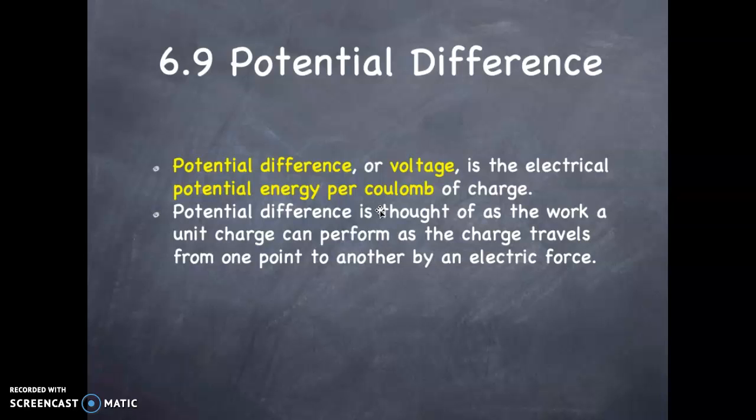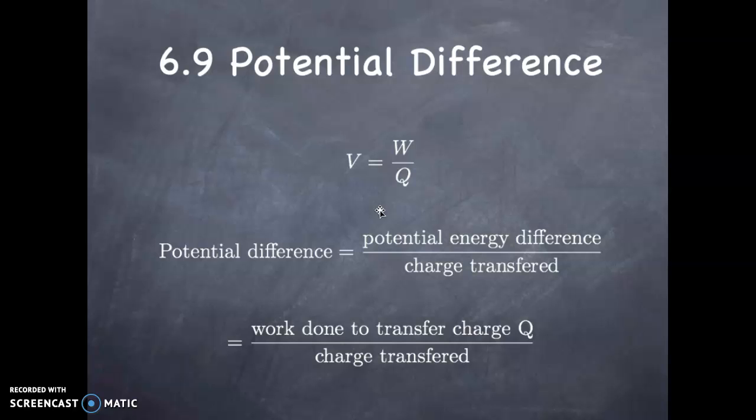And the notion of potential difference: a voltage is the electrical potential energy per Coulomb of charge. Potential difference is thought of as the work a unit charge can perform as the charge travels from one place to another by an electrical force. So force times distance, of course, in order to have work done. So it's an electrical force involved, and the charge moves some distance, and we have work per unit charge. Here we have then the notion of that.